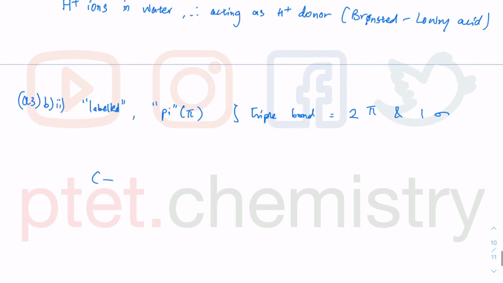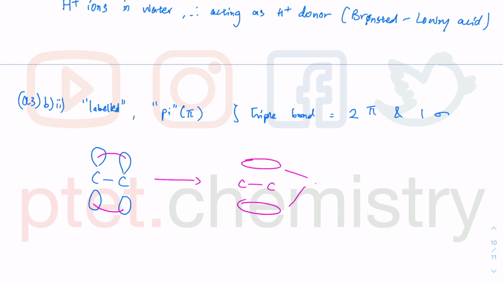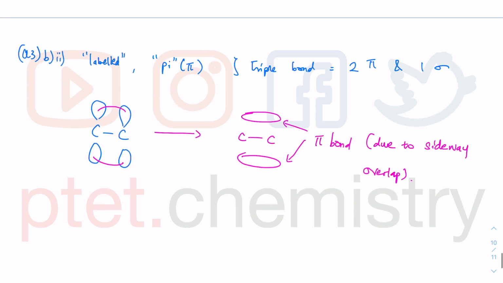So this is the head-on overlap, and you will get a sideway overlap, which is that and that. If I use a different color ink, that and that is a sideway overlap. So what you will get is this and this. That is your pi bond, due to sideway overlap. These are actually the unhybridized p orbitals that overlap sideway. They are actually 2 pi bonds.